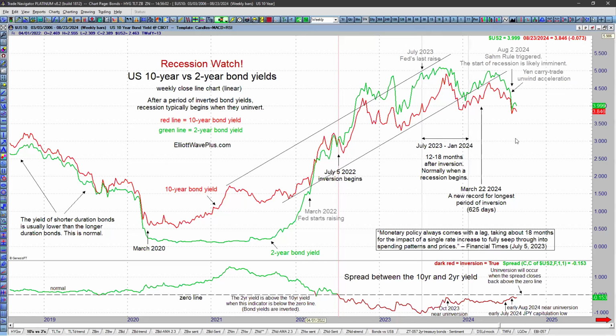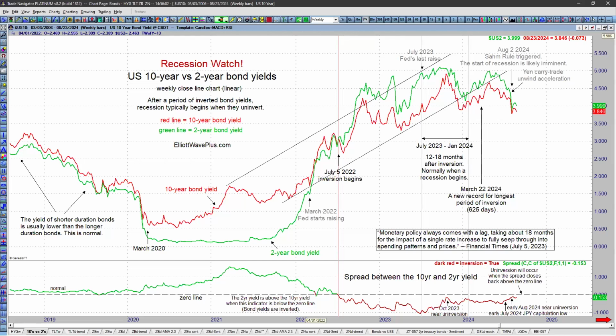And that also has been historically a very reliable indicator that the economy is slipping into recession. So that is my Recession Watch 10s versus 2s chart.